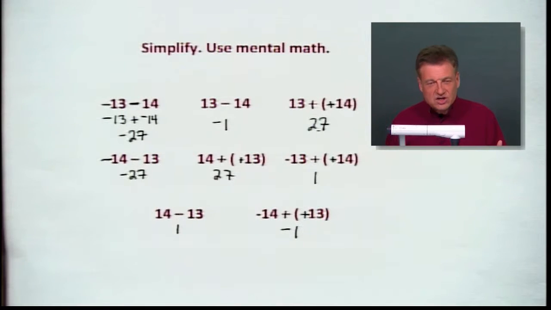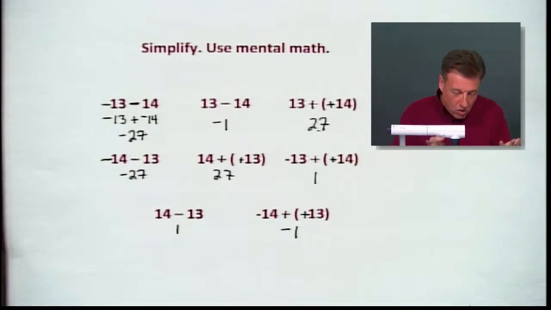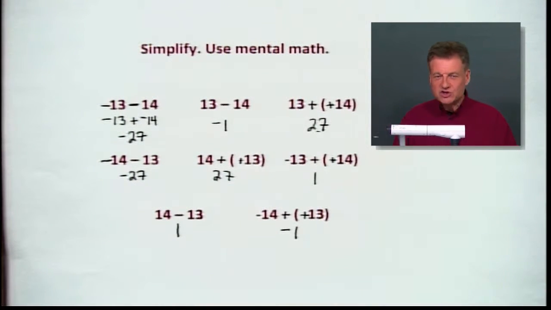So again, notice all of our final answers were either 27 or 1 with a negative or positive attached, okay? So you got 4 different choices going on here. But it's all a matter of, did you add them and keep the sign, or did you subtract and take the sign of the larger absolute value. How about it? Was that easy?